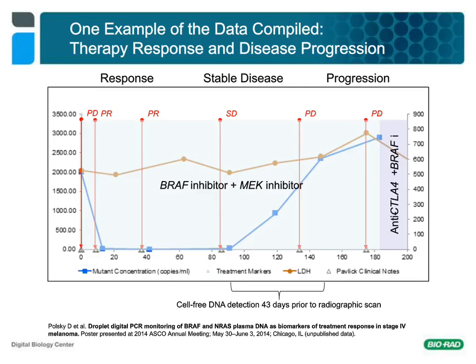In 65 out of 71, or about 92% of the plasma samples, changes in the DNA levels trended with the disease status as evidenced by radiographic scans. Though much work still needs to be done, this study and others like it show promise for monitoring residual disease and recurrence using ddPCR.